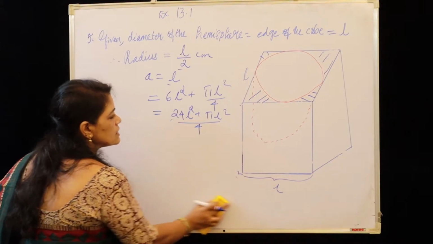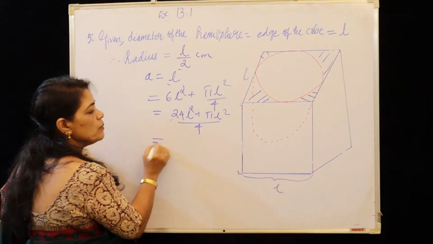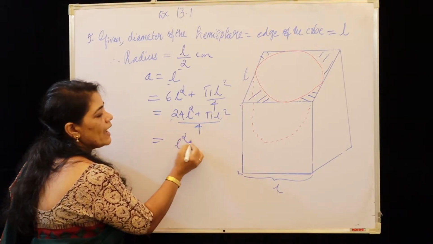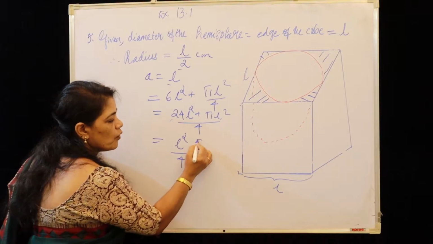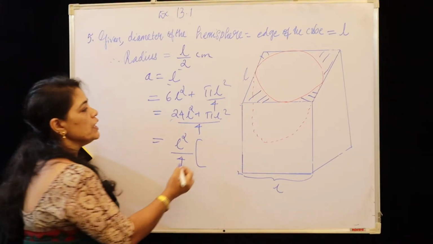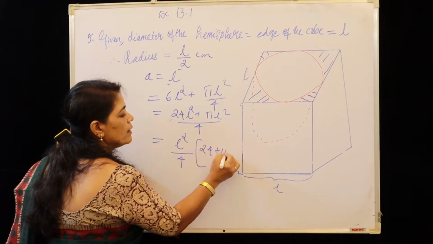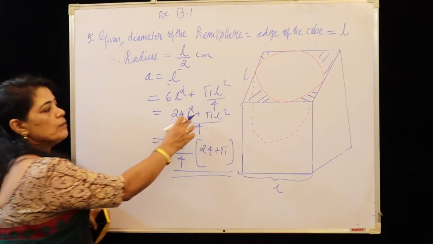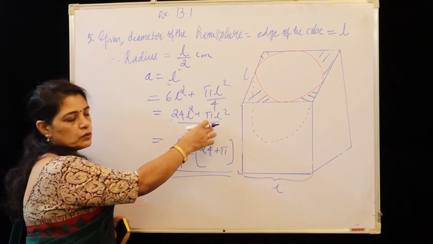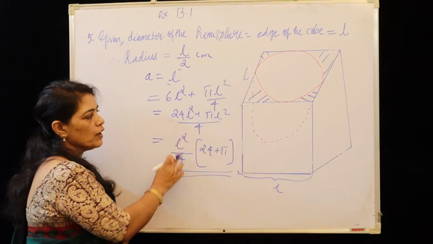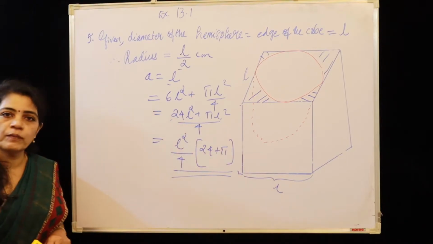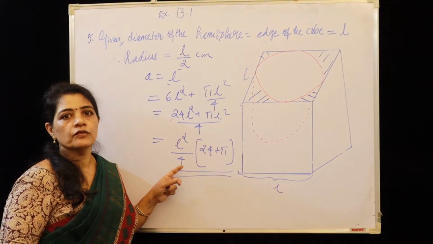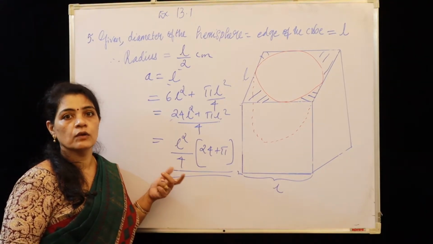From the numerator, L square can be taken outside, and in the denominator 4, and 24 plus pi in the bracket. L square from both terms in the numerator, denominator 4, and you will have 24 plus pi in the bracket. So this is the TSA, the total surface area, of the remaining solid.